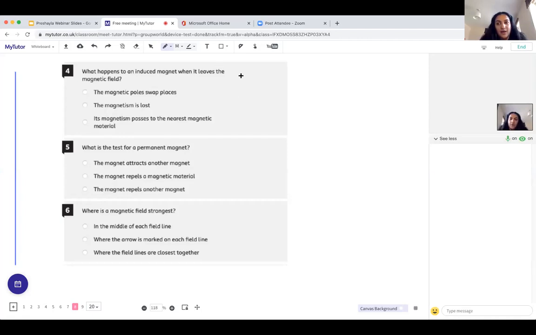Think about, for the induced magnet one, when an induced magnet is in the magnetic field, it's only magnetized because of that original magnet. If you take it out of the magnetic field, what would happen? The only reason it's magnetized is because it's in the vicinity of the original magnet. Okay, so for the first one, the magnetism is lost. The induced magnet is only magnetized if it's in the magnetic field. If it leaves the magnetic field, that magnetism is lost. It's no longer an induced magnet.